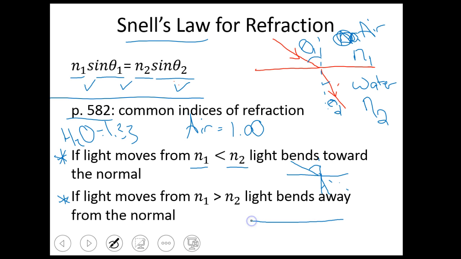However, the reverse is true. If, let's say, light is coming out of the water, and I've got my normal here, then when it comes from a high index of refraction to a low index of refraction, it's actually going to bend away from the normal. And so this angle is still going to be smaller than this angle. The only difference is the direction of travel. And so when we talk about this, those indices of refraction on page 582 are going to come in real handy, as are these two generalizations. As it moves from low to high, that angle gets narrower, the light bends towards the normal. And as it moves from high to low, that light actually moves away from the normal.